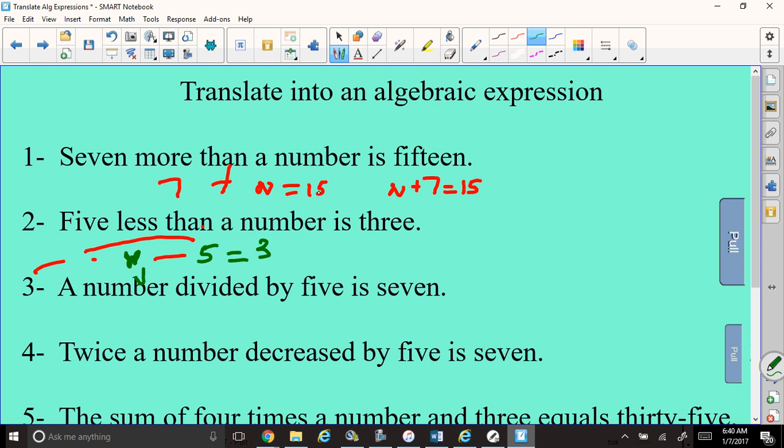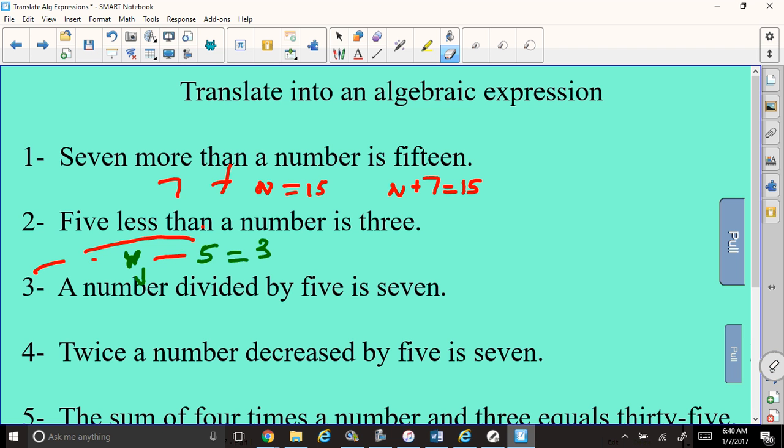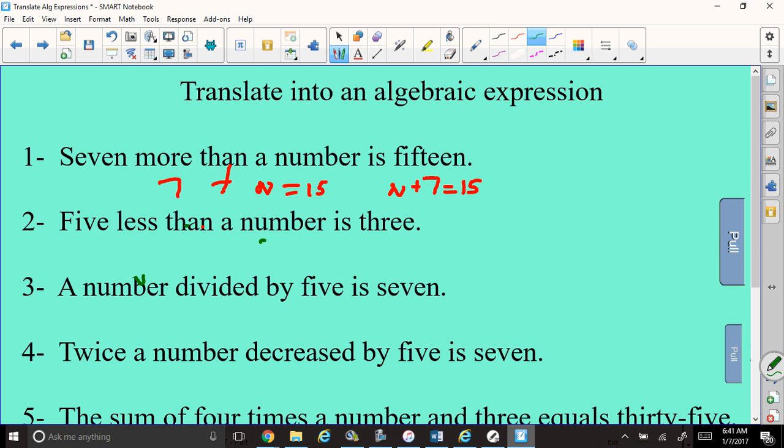And I want to erase that because that looks a little sloppy to me. So I don't know why this is. Didn't want to erase it all. So let's get the medium-sized eraser and try that one more time. Okay. Less than means minus. The number 5 equals 3. So there's your equation.